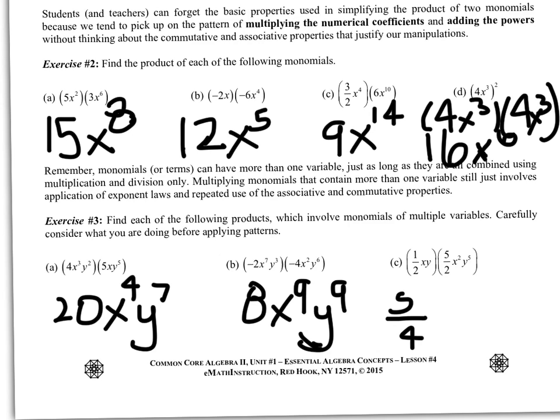x times x squared is not x squared. Remember that first x has an exponent of 1. 1 plus 2 is 3. So x times x squared is x cubed. And for the same reason, y times y to the 5th is not y to the 5th, it's y to the 6th. So we have 5/4 x cubed y to the 6th. If you wanted to argue that that would be the same as 5x cubed y to the 6th over 4, I would agree.